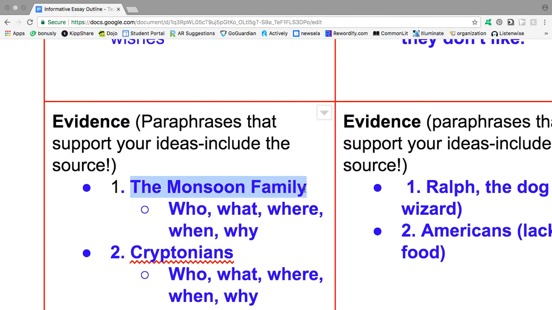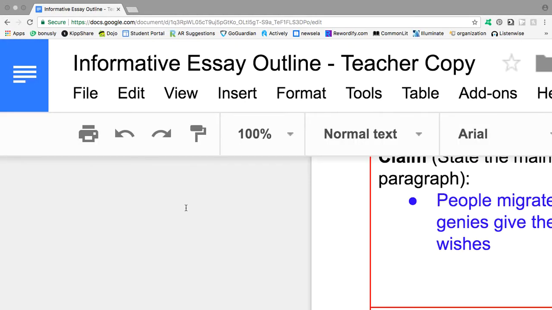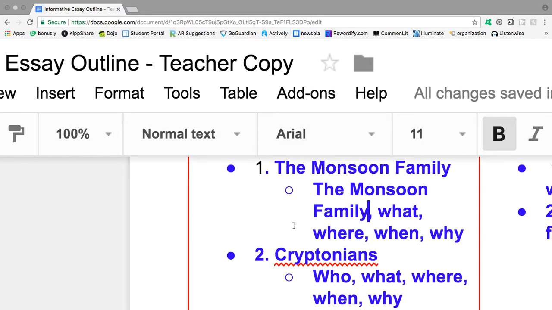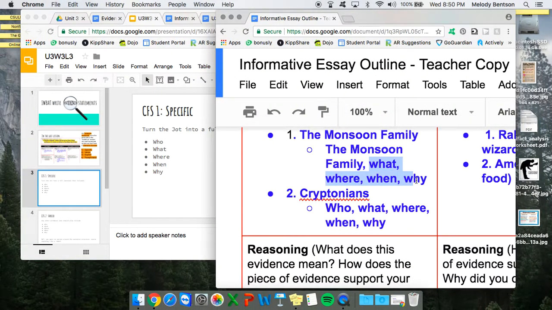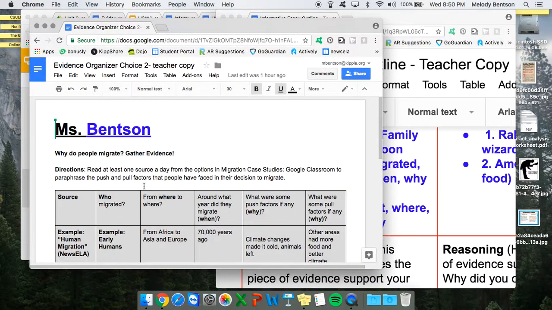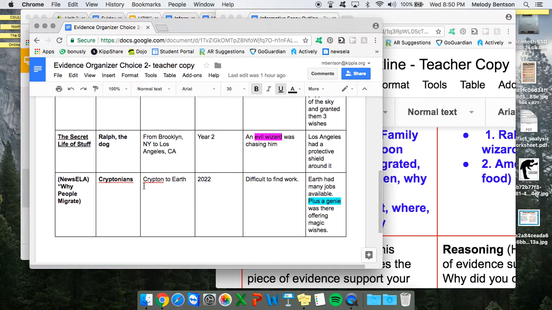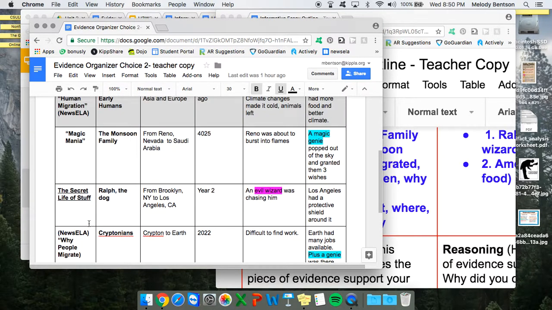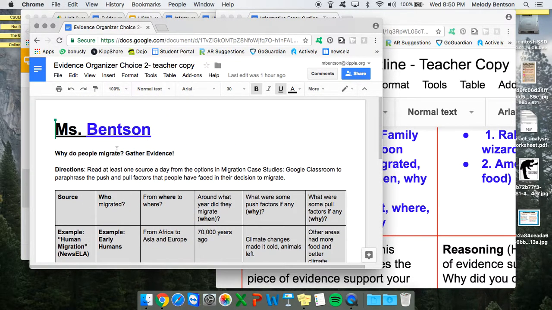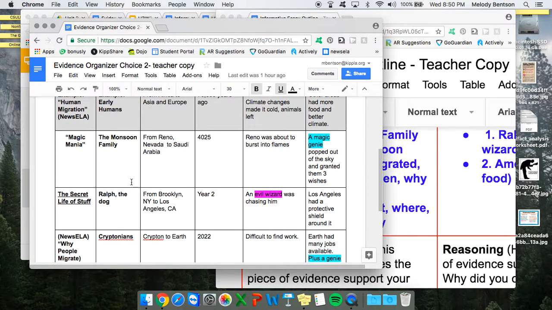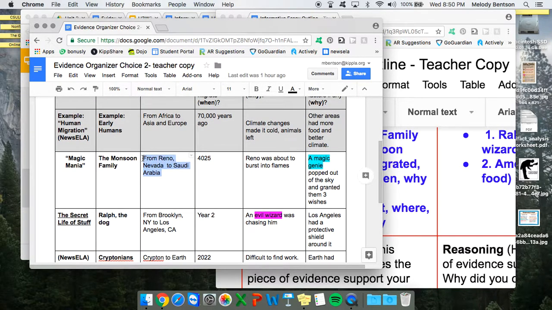Well, I already know the who is the monsoon family. Now I'm going to go back to my evidence organizer to look for the what, the where, the when, and the why. Well, I know the what. I know that it's migrated. The monsoon family migrated. And I'm going to go back to my evidence organizer, look for the where, the when, and the why, and just plug in that information. And I have it... not there. Here it is. From Reno, Nevada to Saudi Arabia.